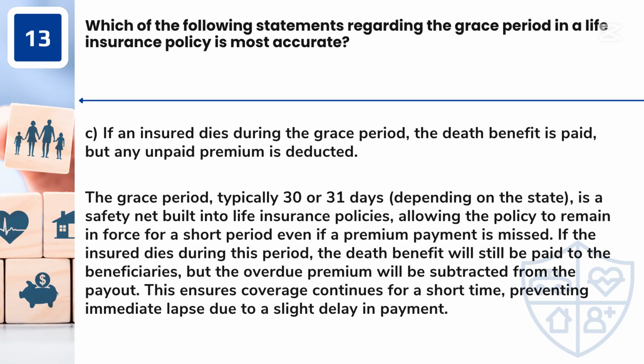Answer: C. If an insured dies during the grace period, the death benefit is paid, but any unpaid premium is deducted. The grace period, typically 30 or 31 days, depending on the state, is a safety net built into life insurance policies, allowing the policy to remain in force for a short period even if a premium payment is missed. If the insured dies during this period, the death benefit will still be paid to the beneficiaries, but the overdue premium will be subtracted from the payout. This ensures coverage continues for a short time, preventing immediate lapse due to a slight delay in payment.